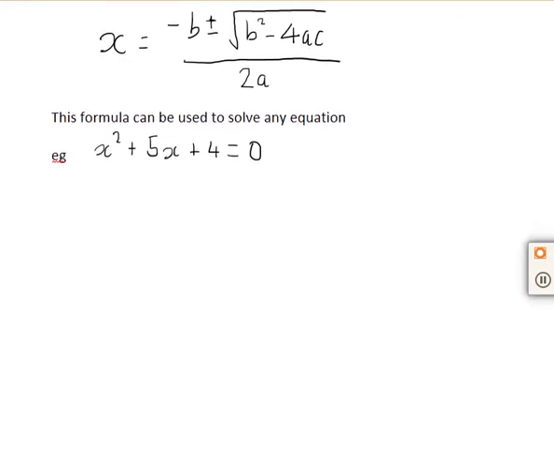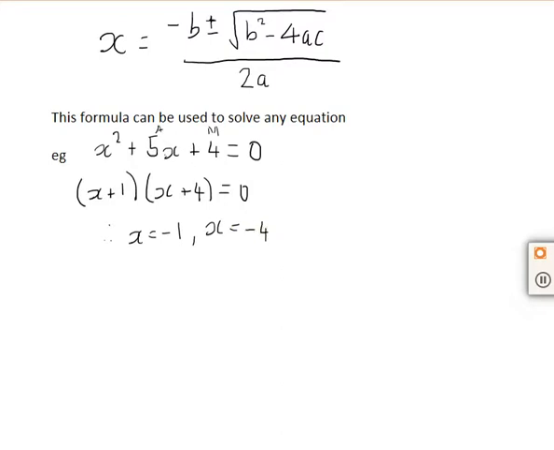So we've got the equation x squared plus 5x plus 4. Looking at this, we could think we can factorize it, and that's one way you could solve it. You just look at what adds to give 5 and multiplies to give 4. If you pause the video now, you'd have x plus 1 and x plus 4 equals 0, because 1 and 4 add to give 5 and multiply to give 4. So therefore x is equal to minus 1, or x is equal to minus 4. So that is how you could solve it.